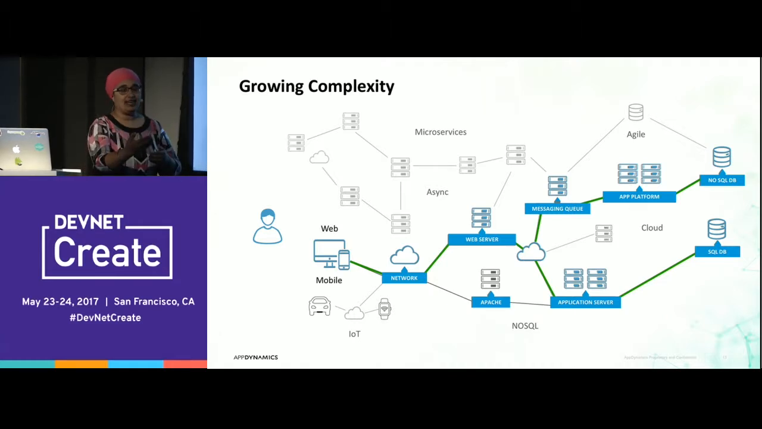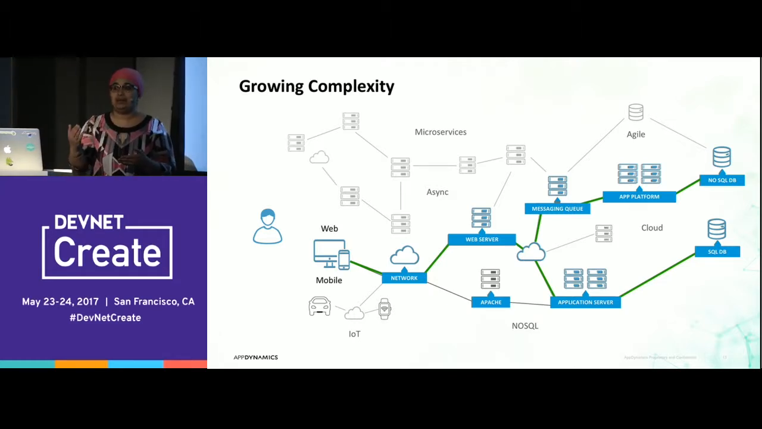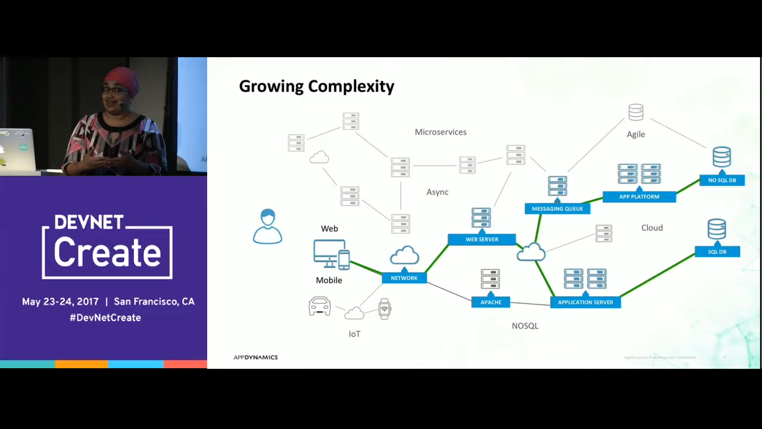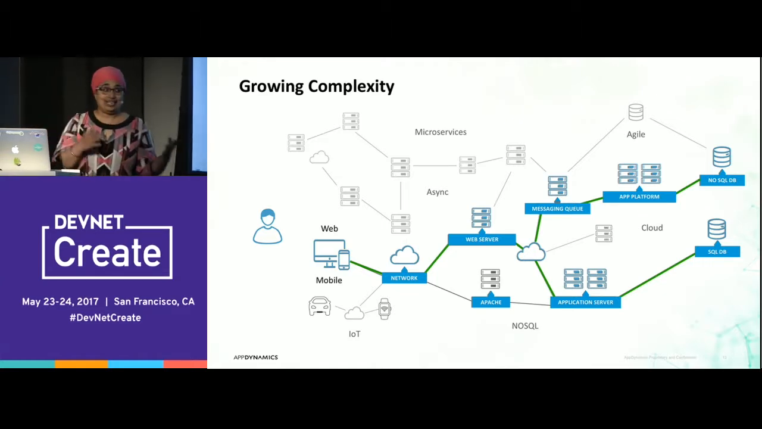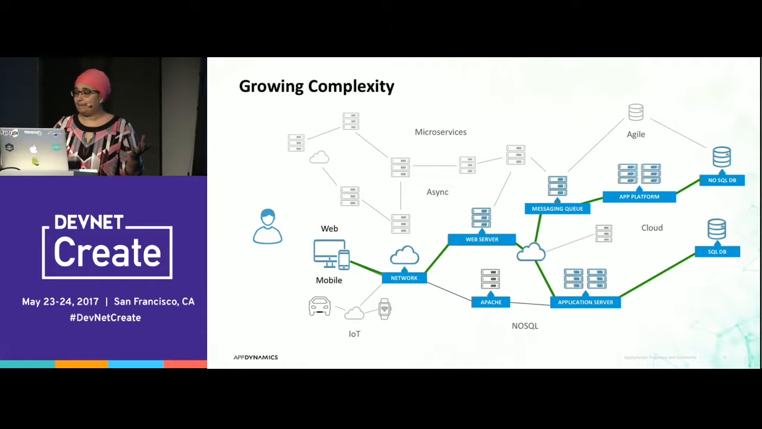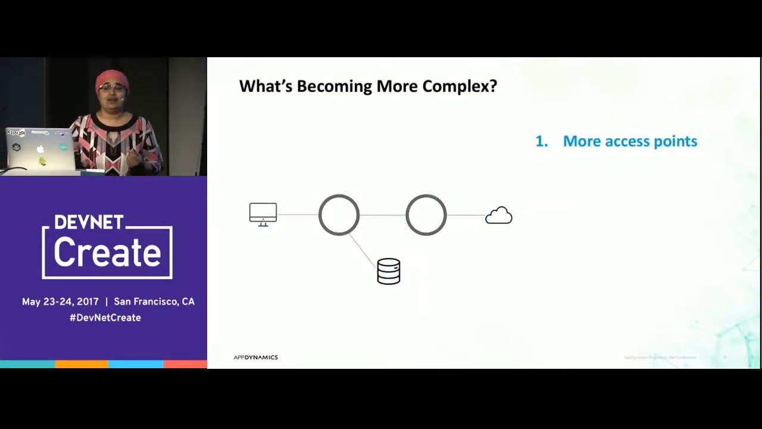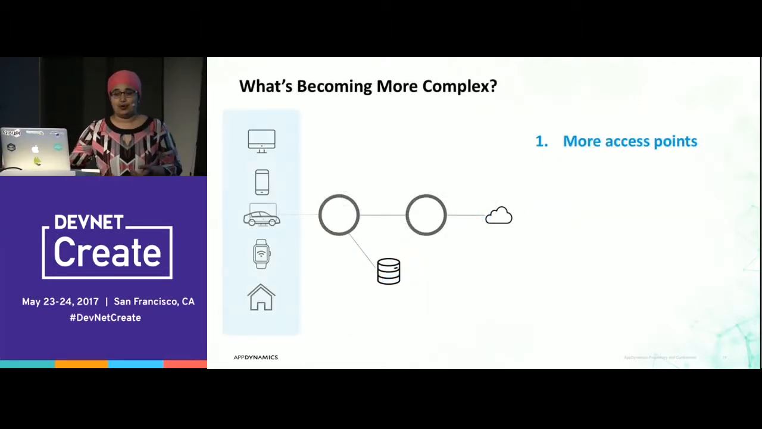You speak and you can place an order. You speak and you can get an Uber. The complexity for a technologist has dramatically, exponentially increased, right? And we fall into the bucket of dealing with that complexity. So what's becoming more complex? There are more access points now than from that single browser that people were used to.